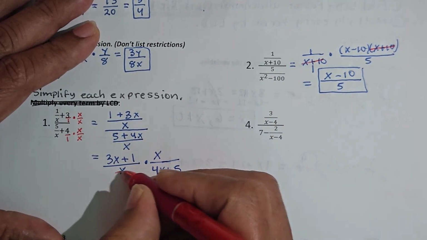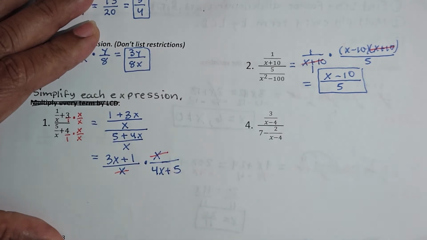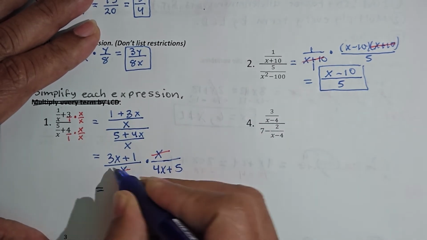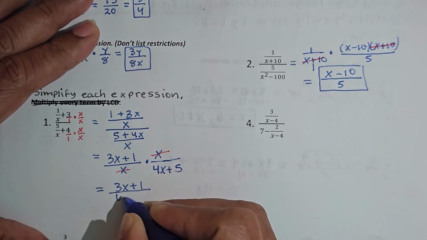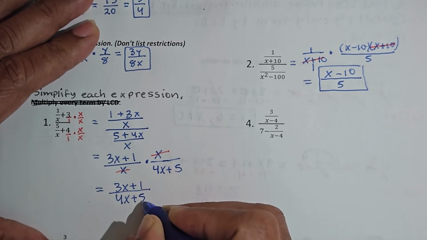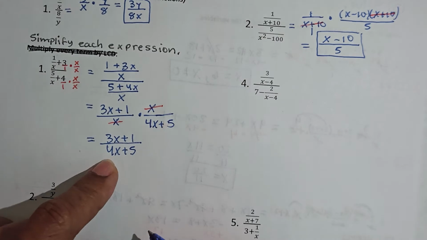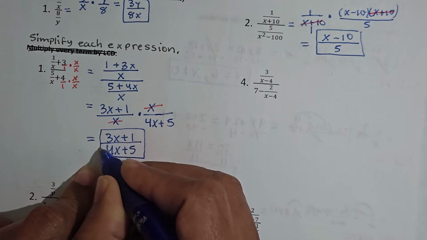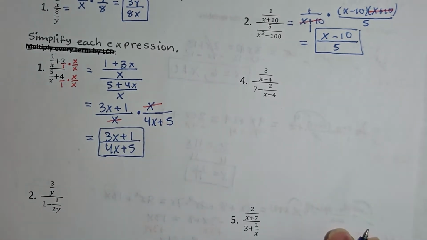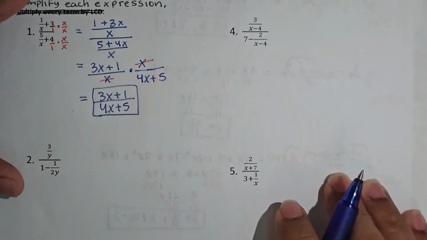But then notice that we have x and x in common, so we can cross out the x's. So in the end, the answer is 3x plus 1 over 4x plus 5. And this cannot be simplified any further, so that means this will be our final answer for this problem. So I'm going to go back and box it in. But if there's a GCF, you always factor out the GCF. Okay, so that's all for example number 1.